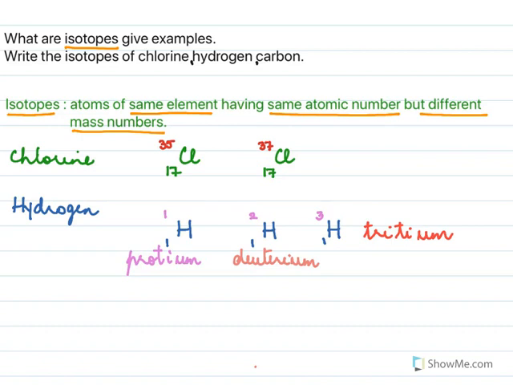Then we have the isotopes of carbon. It also has 2 isotopes. Atomic number same, 6, 6, and mass would be 12 and 14. These are the isotopes of carbon.